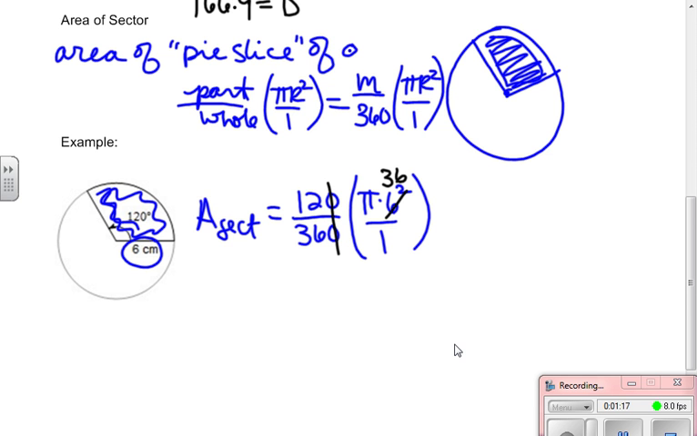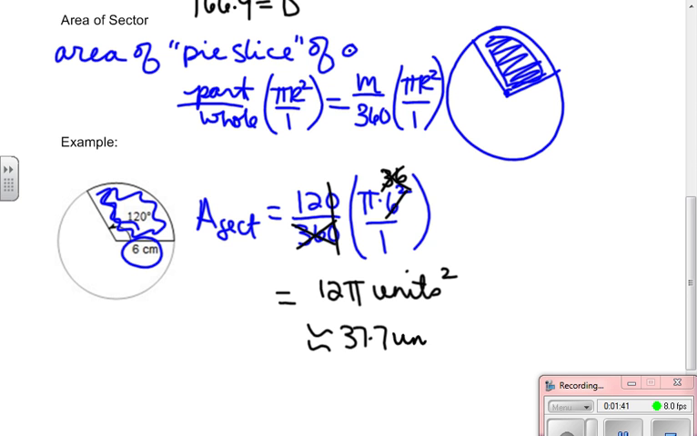I see 0, so I'm going to cancel those off. 12 and 36 have a common factor, and so I have an easy way to either cancel 12 and 36, or better yet, 36 and 36, and I'm left with 12 pi units squared. If I go to my calculator, this is approximately 37.7 units squared, and that is what the area of that shaded pie piece would be.